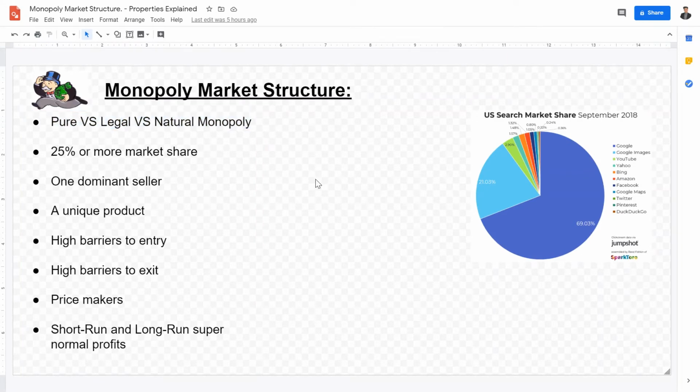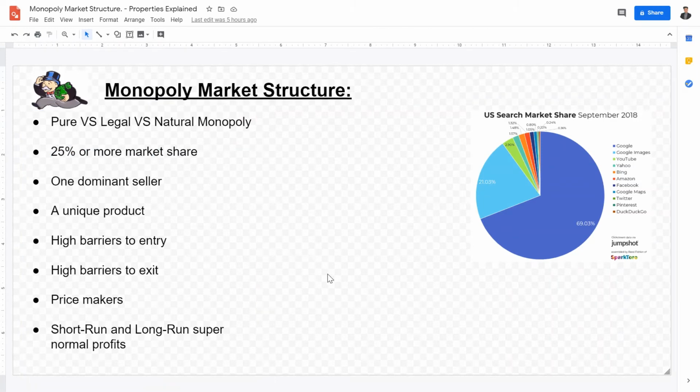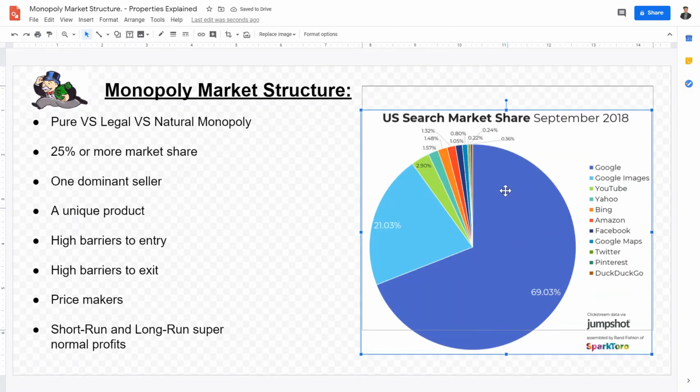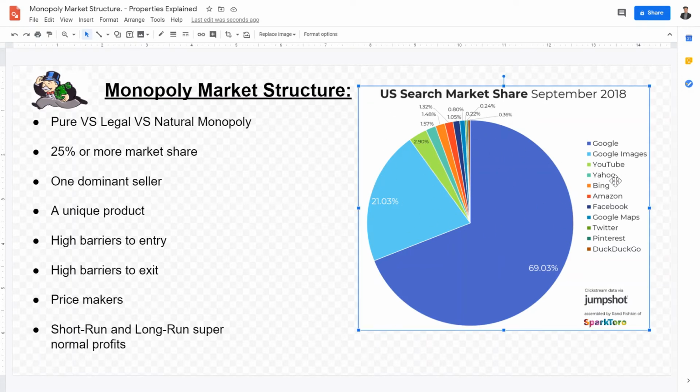So what constitutes a monopoly? A monopoly is basically defined as a company that holds 25% or more market share and must hold the majority of market share. With reference to this pie chart, we can see the U.S. search engine market distribution. As you can see, 69.3% goes to Google, and 21.3% also goes to Google Images. So basically, Google has a near majority, and YouTube is also owned by Google. Google Images and YouTube are all subsidiaries of Google. Therefore, Google has a strong monopoly on the search engine.